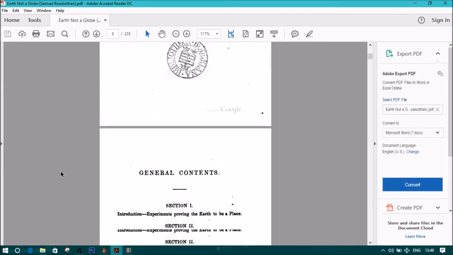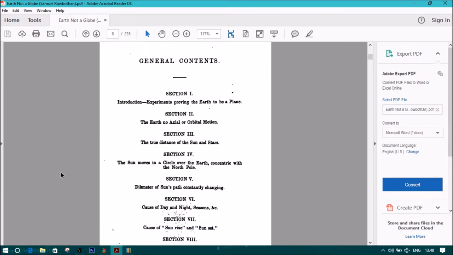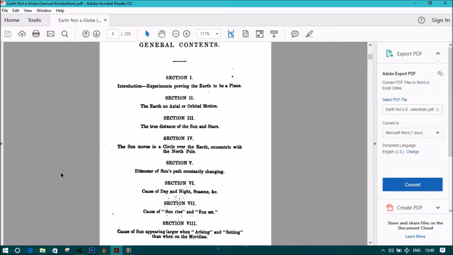General Contents. Section 1, Introduction, Experiments Proving the Earth to be a Plane. Section 2, The Earth, No Axial or Orbital Motion. Section 3, The True Distance of the Sun and Stars. Section 4, The Sun Moves in a Circle over the Earth, Concentric with the North Pole. Section 5, Diameter of the Sun's Path Constantly Changing. Section 6, Cause of Day and Night, Seasons, etc. Section 7, Cause of Sunrise and Sunset.